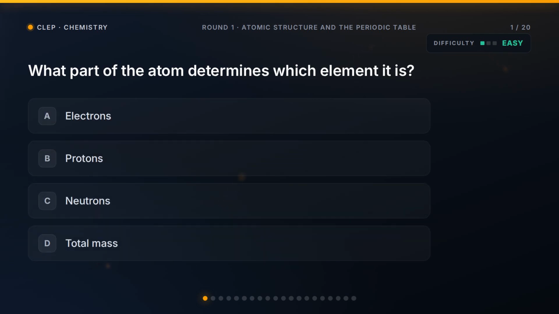Question 1. What part of the atom determines which element it is? A. Electrons. B. Protons. C. Neutrons. D. Total mass.